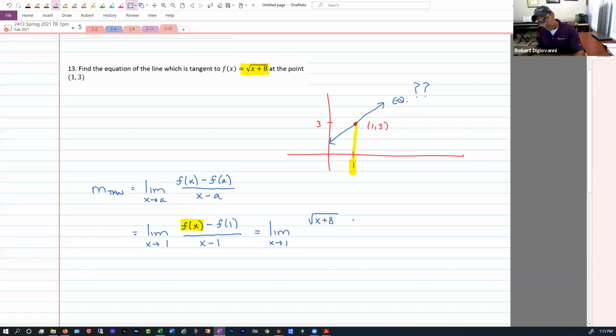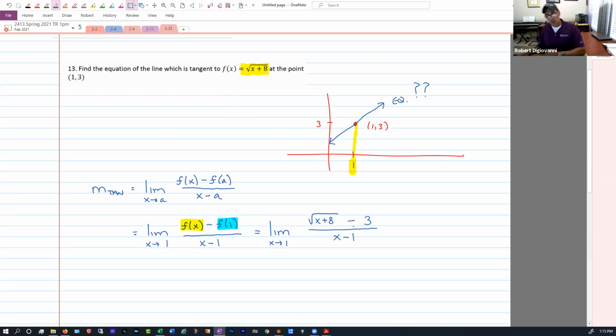Then I'm supposed to go minus, and now I need to figure out what f of 1 is. So that means all I'm going to do is plug 1 into the function, right? And so when I plug 1 in here, I get 1 plus 8, that's 9. Square root of 9 is 3. So that's going to be 3 there. Any questions on that? Where I'm getting 3 from? No? Okay, the bottom is x minus 1.